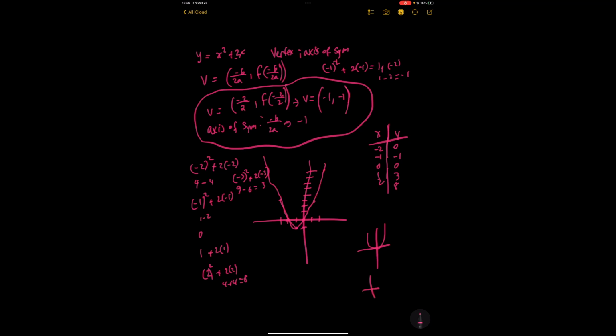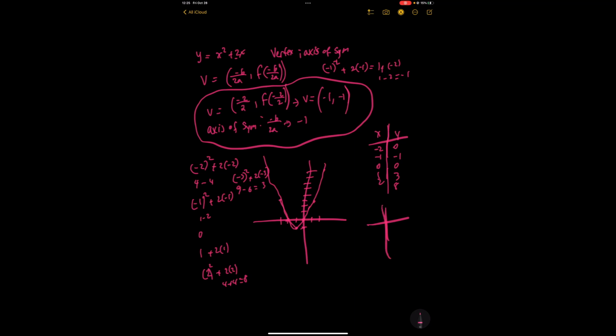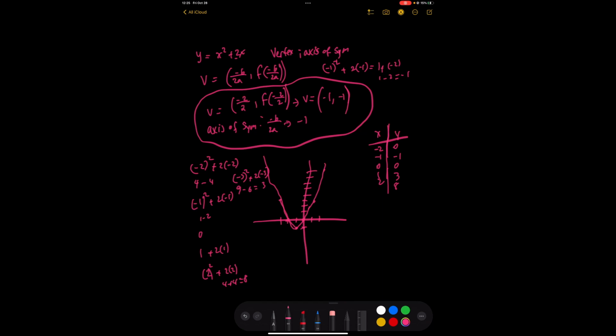So instead of the graph looking like this, basically you got the point. The graph basically moved 1 to the left because the vertex is at negative 1, negative 1. Yeah, that makes sense why. At first I thought the graph looked kind of weird, but it makes sense because the graph moved 1 to the left per the vertex.